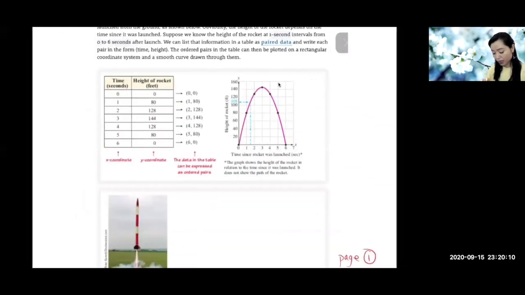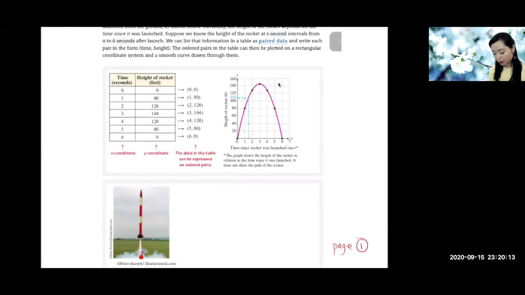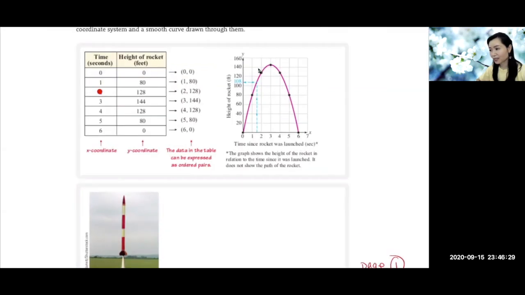So over here, we have a toy rocket. At time t equals 0, the height will be 0. And then as the time goes on, the height is going to increase. But once we reach a maximum height, it's going to fall down again, and eventually it's going to hit the ground. Then the height is going to become 0 again. So this is the table of data for the height of the rocket.